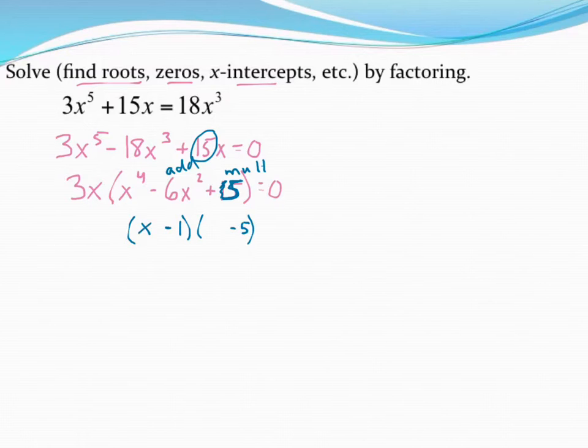Now, normally it would just be x minus 1 and x minus 5, but because we were pretending, I need to go back to reality. Those need to be x squareds because I need that first term to be x to the 4th when I multiply. So x squared minus 1 and x squared minus 5, and then that GCF in front.